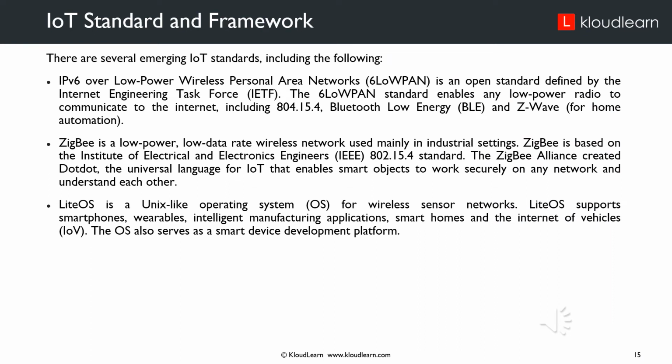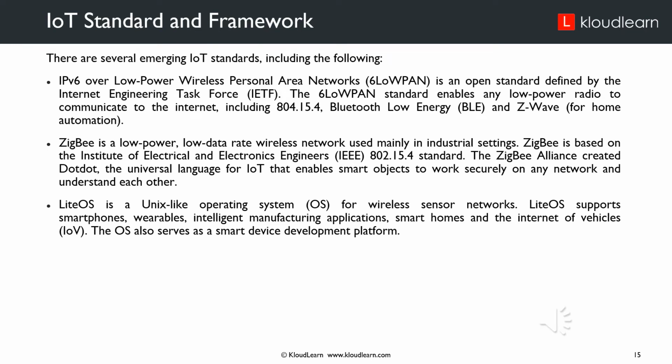IoT standards and frameworks. There are several emerging IoT standards including the following: IPv6 over low power wireless personal area networks, 6LoWPAN, is an open standard defined by the Internet Engineering Task Force. The 6LoWPAN standard enables any low power radio to communicate to the internet, including 802.15.4, Bluetooth Low Energy, and Z-Wave for home automation.